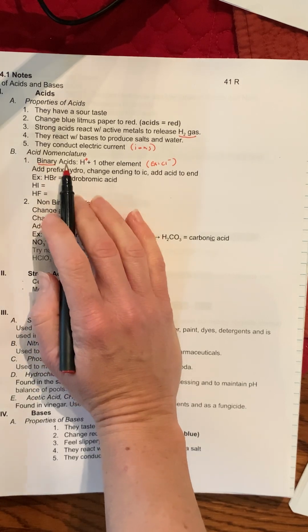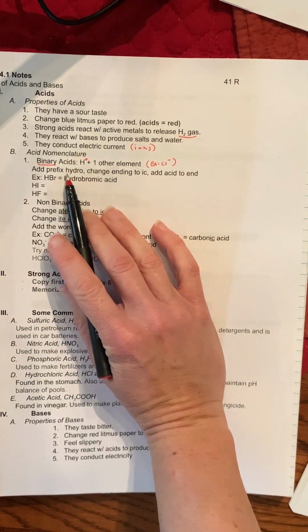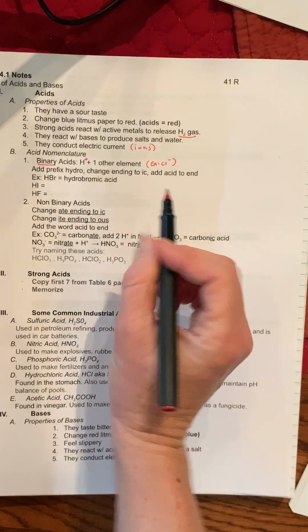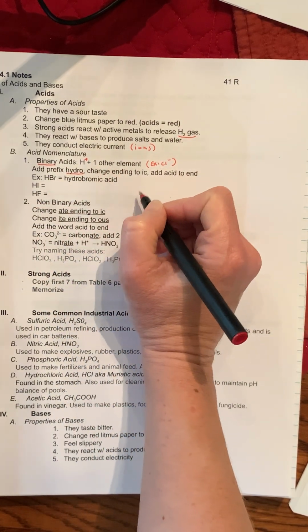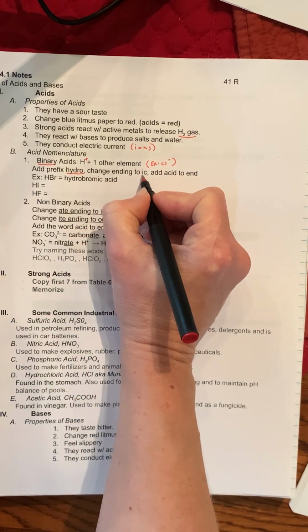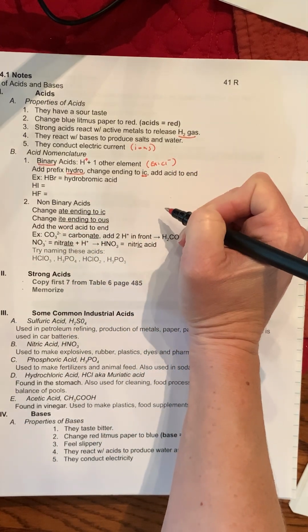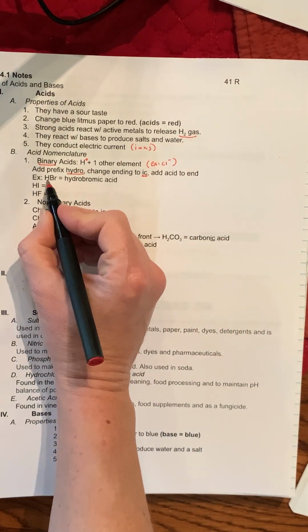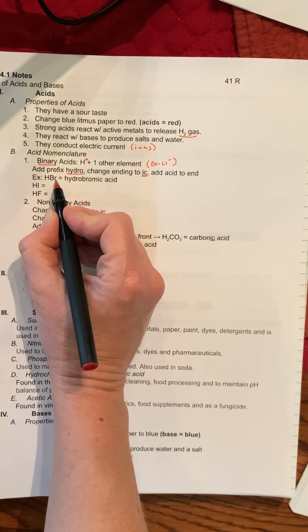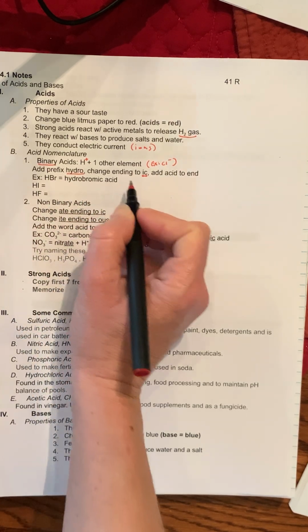Okay, so to name a binary acid where there's just two, you are going to use the prefix hydro, and only for binary. So if it's not just two elements, you don't put the hydro out in front. You change the ending to ic. So chloride would become chloric, and then you put the word acid. So HBr, Br is bromine, you're going to change it to bromic, hydrobromic acid.